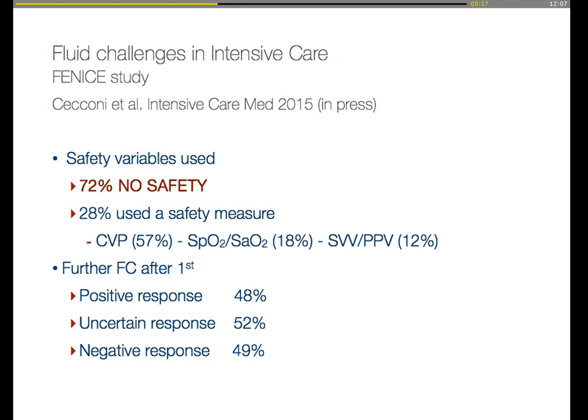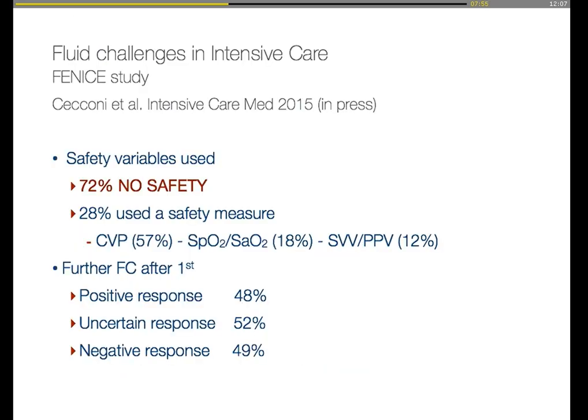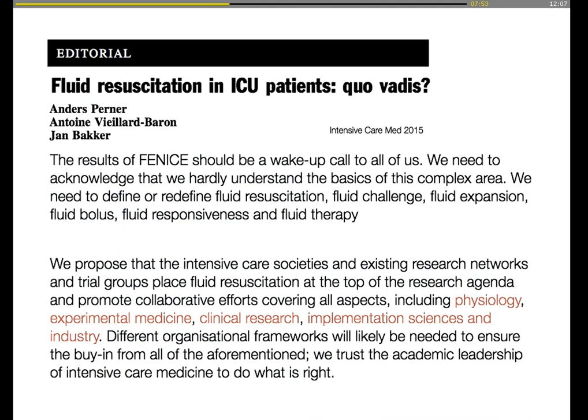And even more disturbing, whatever the outcome of the first fluid bolus, we always give a second. Whether the effect is positive, unresponsive, uncertain or negative, we always give a second one. So there is no safety limit and there's always a second bolus. That's not a very reasonable use of fluid resuscitation. The approach should be, what's the clinical problem and did my intervention solve it. This is not the right way to do it.